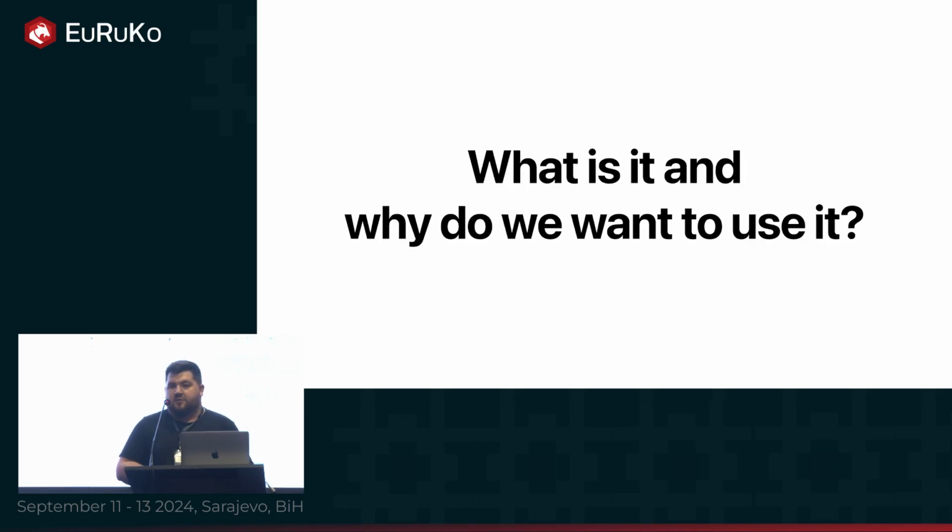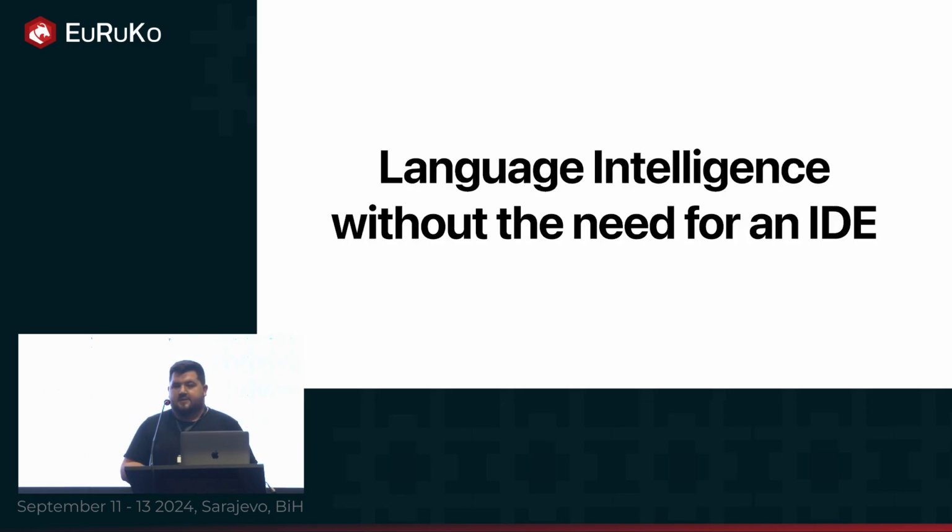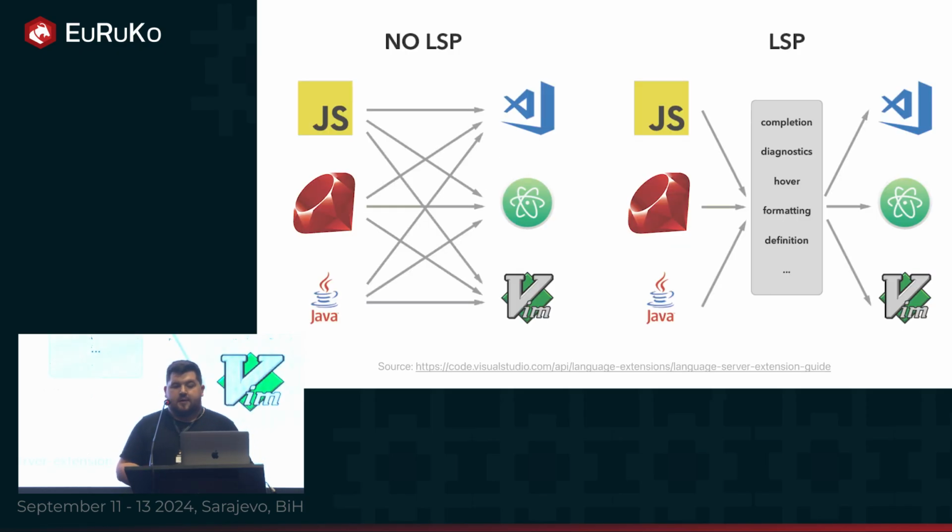So what is LSP and why would we want to use it? It's a way of providing language intelligence to our application or our tooling without the need for an actual IDE. So we can build one server and have it consumed in all our editors. Previously, you would have to build a plugin for VS Code, Atom, Vim, or whatever you were using, and the combination of plugins and tools you had to build was really high. And with LSP, this is all pretty much simplified to one implementation, and everybody who speaks the protocol can just use it as well.